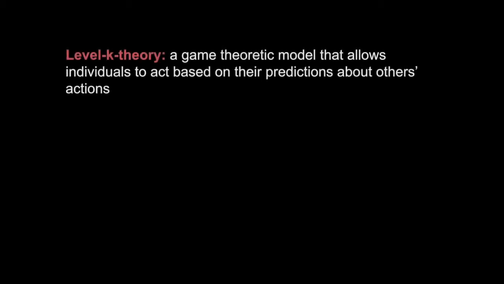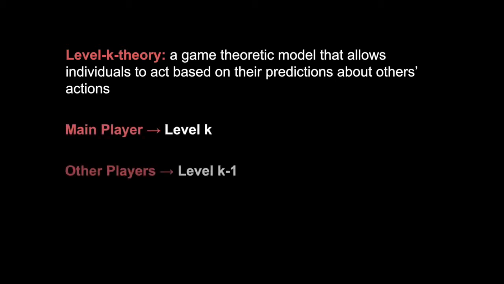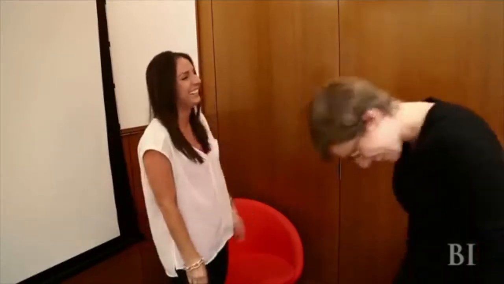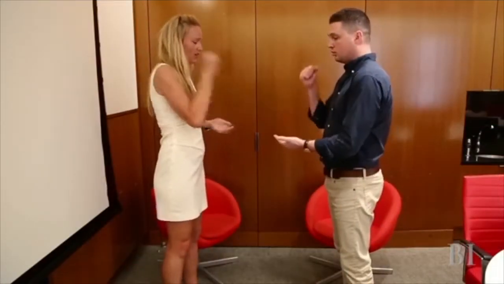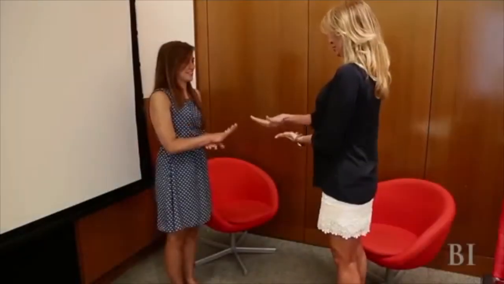However, reinforcement learning alone is not enough to accomplish our task. Let me introduce you to the Level K theory. The Level K theory is a game theoretic model that allows individuals to act based on their predictions about others' actions, where the main individual is level K, while others are level K minus 1. Take the game rock, paper, scissors as an example. If the average person, level 0, plays scissors first, a level 1 player assumes that everyone else is level 0 and will play rock in order to win. In my research, I use this theory to allow my self-driving car to predict the actions of other drivers.